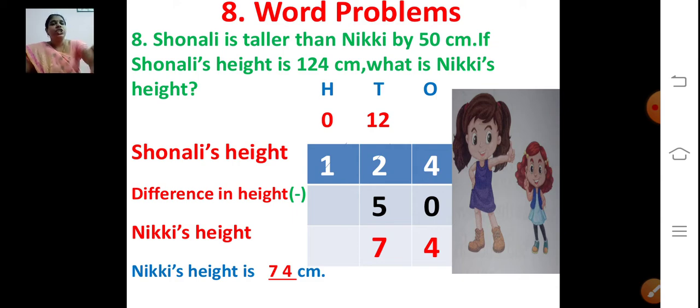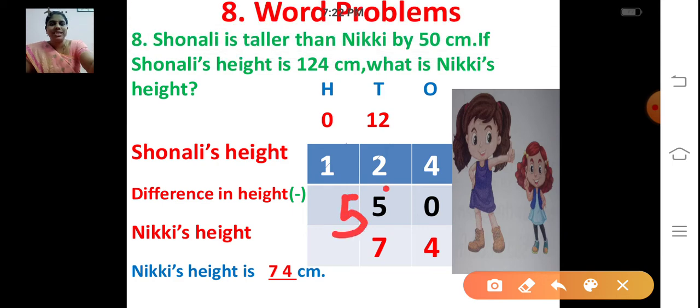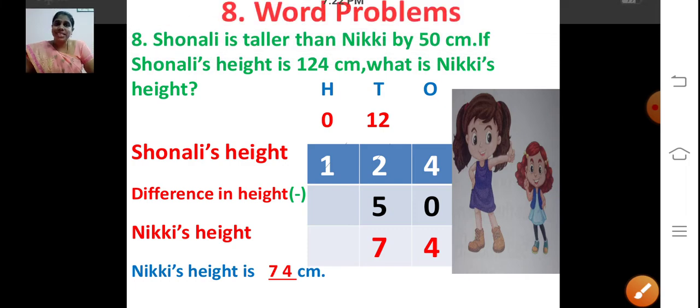Now write down Shonali's height. We know Shonali's height, right? Write it down, 124, inside the box. Then the difference in height. How much is the difference? 50 centimeter. Write 50 in the exact places. Don't write 5 here, this is wrong. Clear? Write in the exact places, 0 in the ones place, 5 in the tens place.